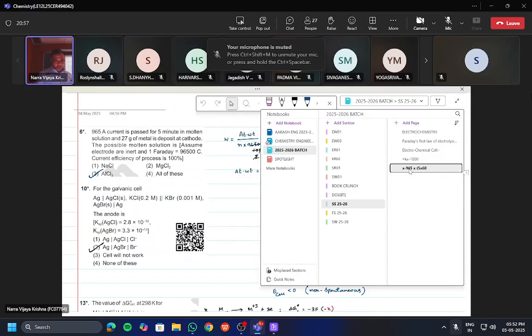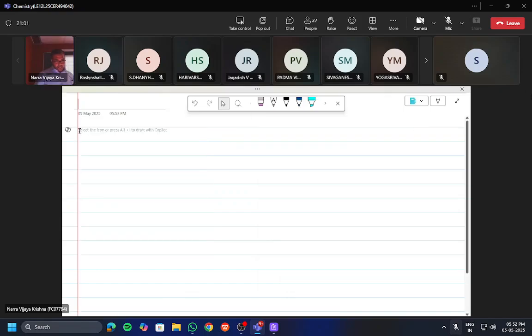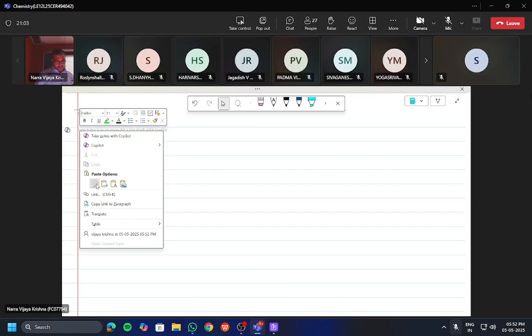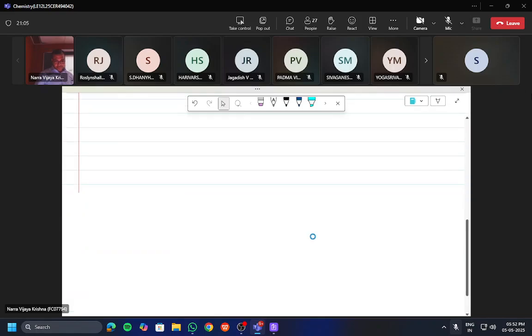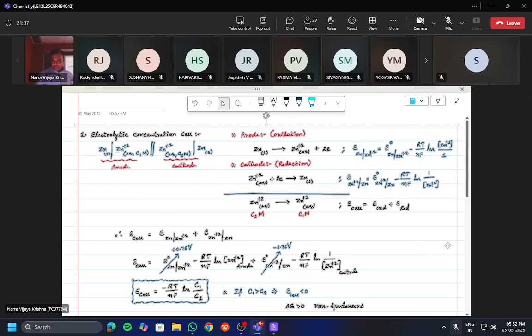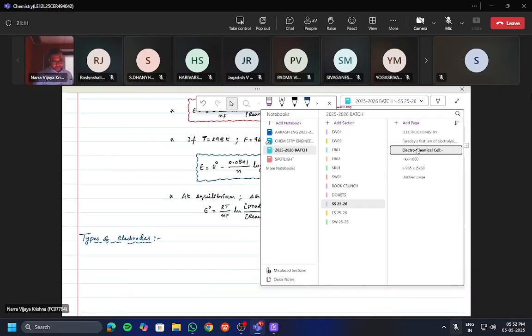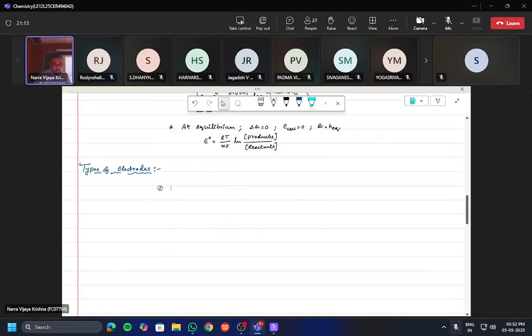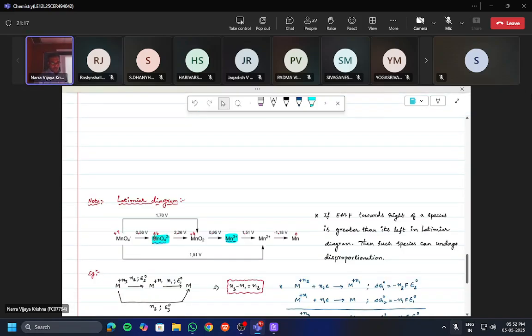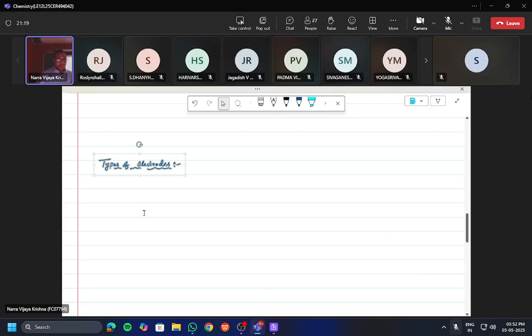Here we are solving numericals. All these are numericals. This is about types of concentration cells. The types of electrodes part we need to discuss. The Latman diagram is already over?